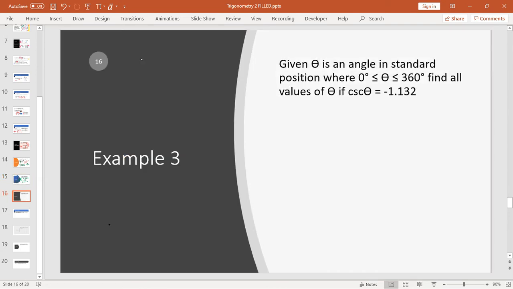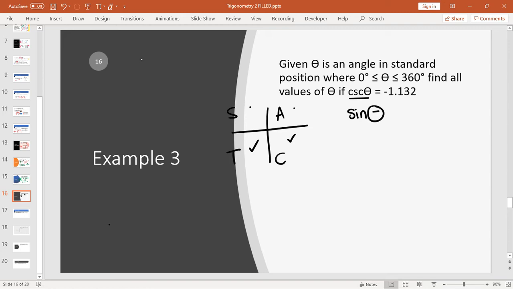Heading to a third example of the same thing, I'm going to draw my CAST even before I look at the question, and I'm going to see that I'm looking at cosecant. Cosecant goes with sine. And when cosecant is negative, sine is negative. So I need the quadrants where sine is negative. It's positive in 1 and 2, so I must be looking in 3 or 4.